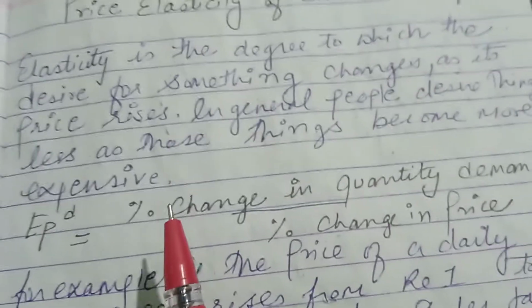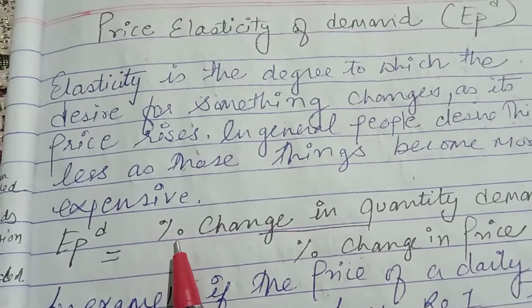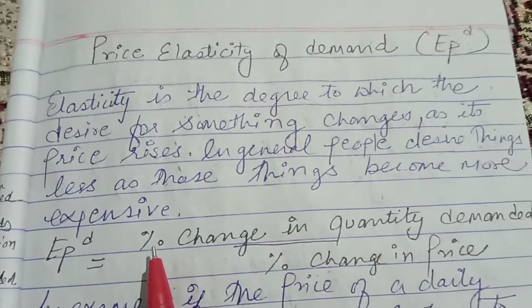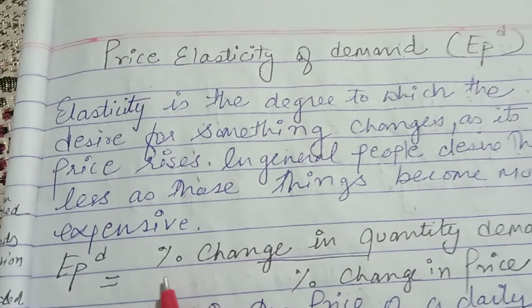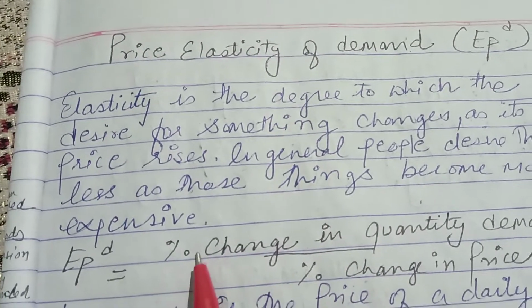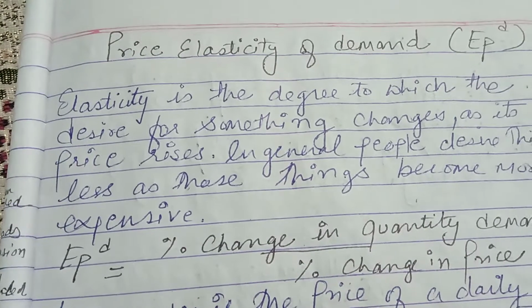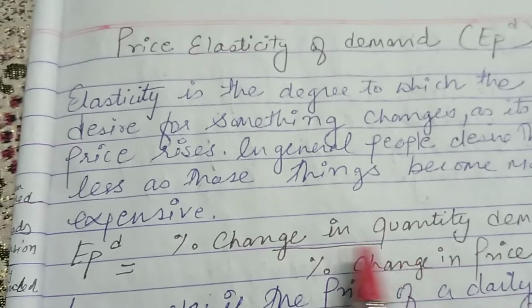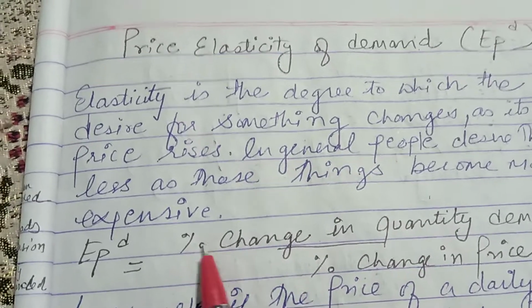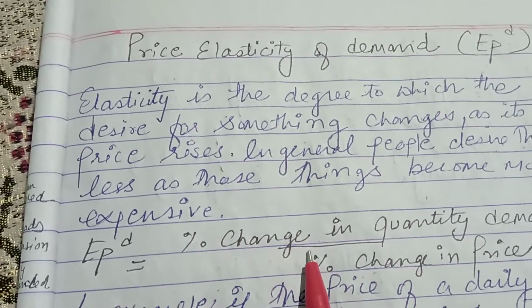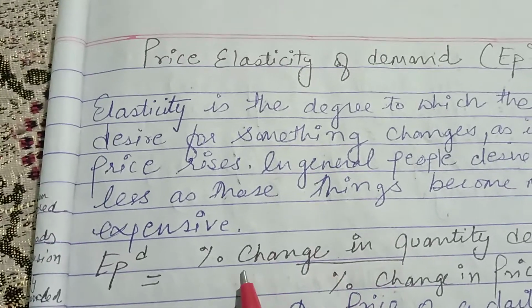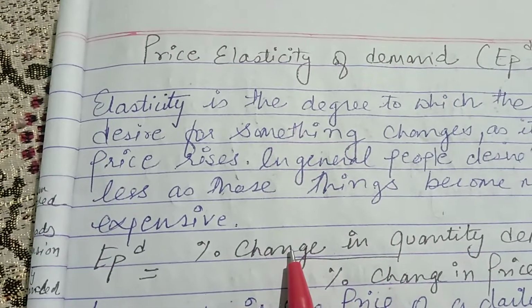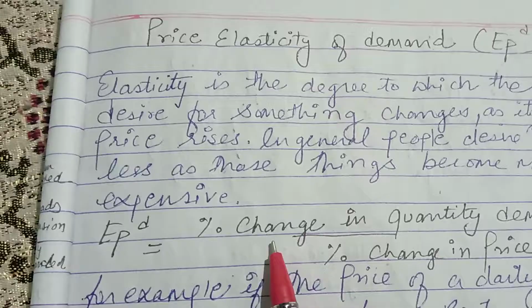If we give a particular formula for EPD, how do we calculate the elasticity for a certain demand? Percentage change in quantity demanded divided by percentage change in price. Again, as we can see, this is computed in percentage. So elasticity is shown, the changes are always shown in percentage.